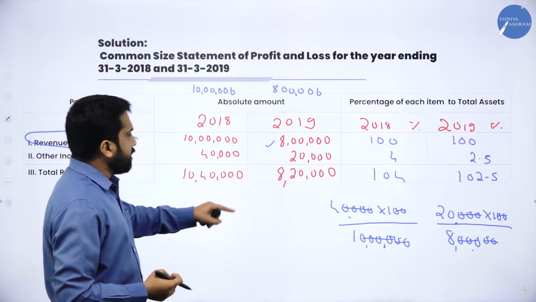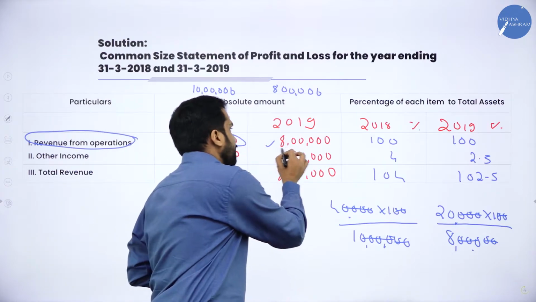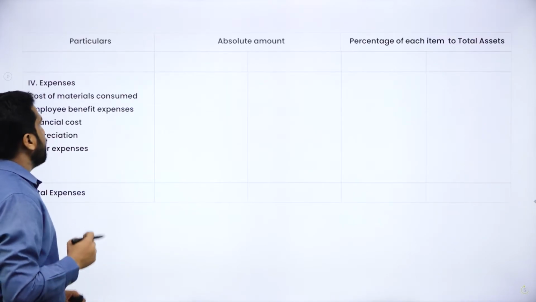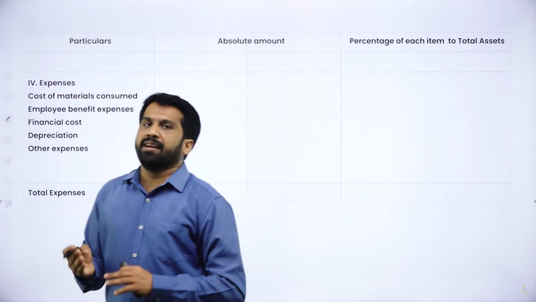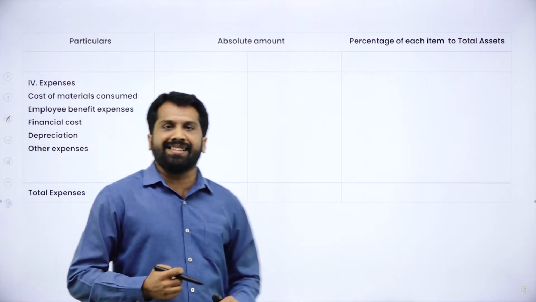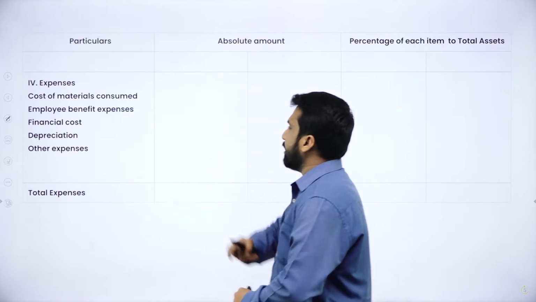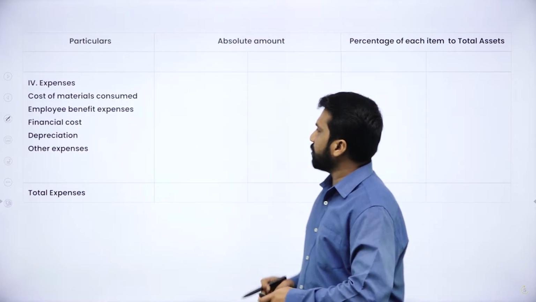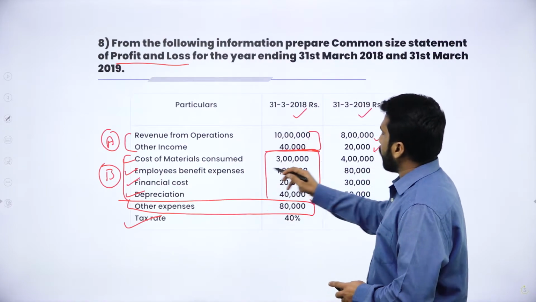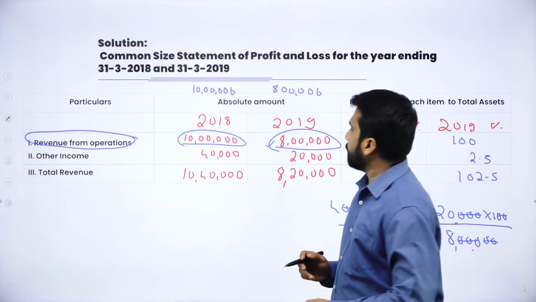Remember, for 2018, 10 lakh is the base. For 2019, 8 lakh is the base. We'll go for the second step. Now, these are the expenses we have. As per the question, we have to fill: cost of material, employee benefit expenses, financial cost, depreciation and other expenses. I will fill in all the information now. I'll go back to your question. Now, cost of material 3 lakh, 1 lakh 20,000, 20,000, 40,000.